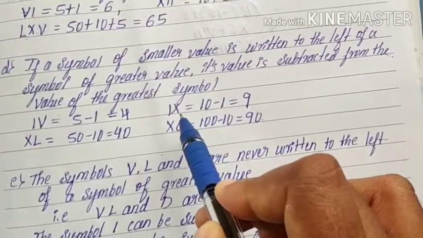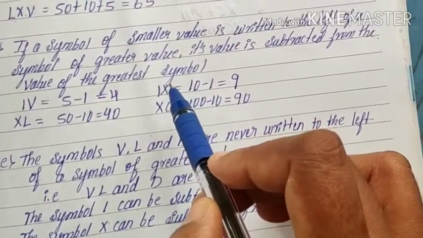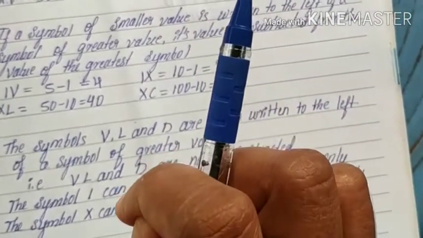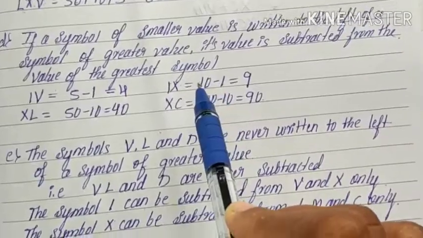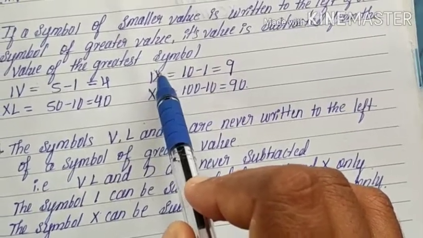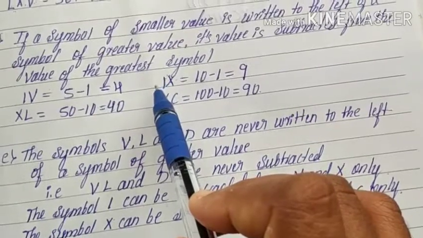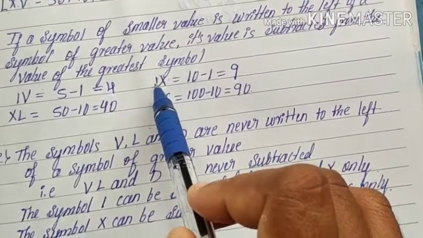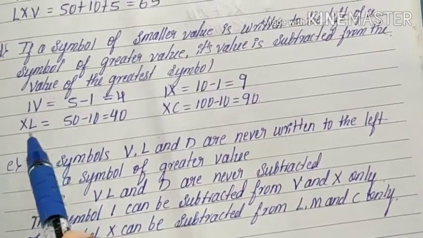Here 9 is also there. We can't write 5 once and 1 digit 4 times, because small digits are only repeated up to 3 times, right? How will you write 9? 10 minus 1, right? So first you write the greatest value 10, and to the left of the greatest value we will write the smallest value.